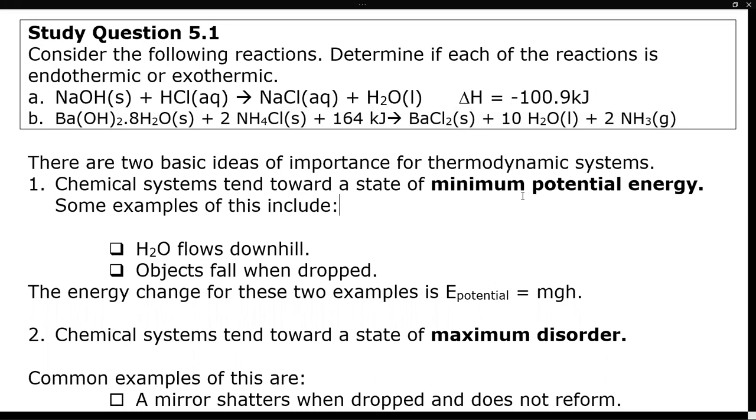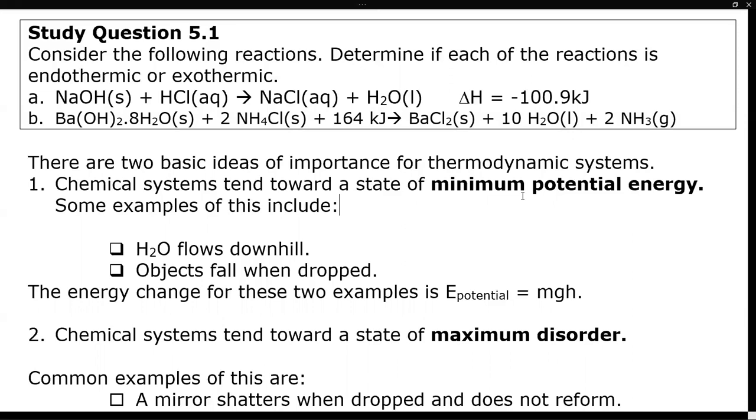It could be a number of kilojoules or the word heat, anything to indicate which way the reaction is going. So there are two basic ideas for the importance of a thermodynamic system. Chemical systems tend towards a state of minimum potential energy, which is the one we're going to focus on just a little bit more.